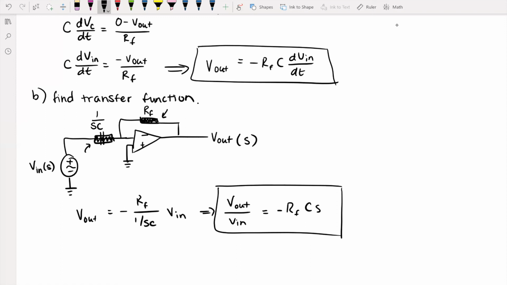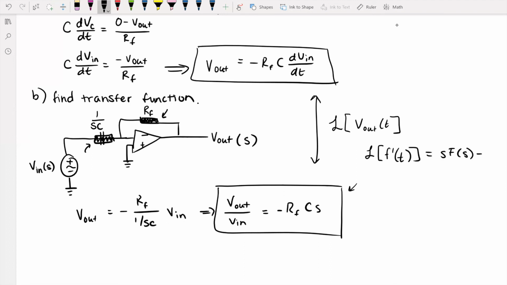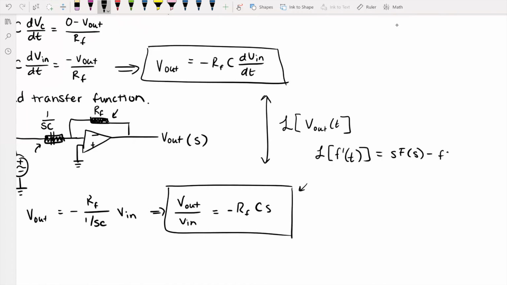Now we can also see how similar these two equations are. This is essentially the Laplace form of Vout in the time domain. It makes it really easy if you recall that the Laplace transform of a derivative is equal to S F of S minus F of 0. And since we had no initial conditions, this is 0. And so that's where we got this S from here.